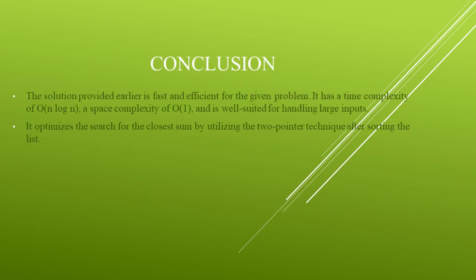Conclusion. The solution provided earlier is fast and efficient for the given problem. It has a time complexity of n log n, a space complexity of O(1), and is well suited for handling large inputs. It optimizes the search for the closest sum by utilizing the two-pointer technique after sorting the list.